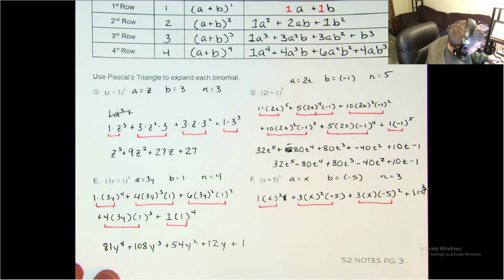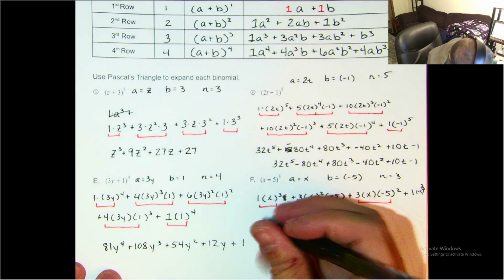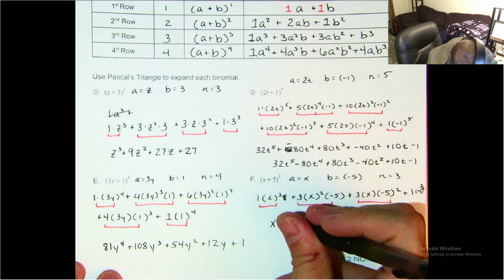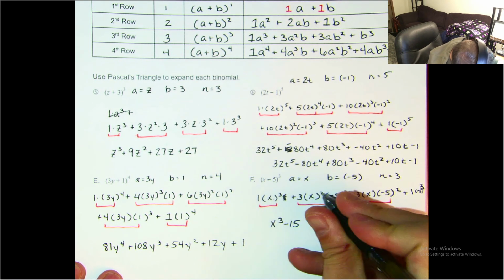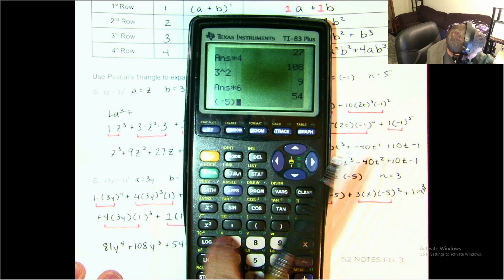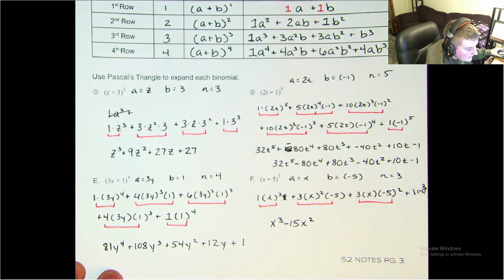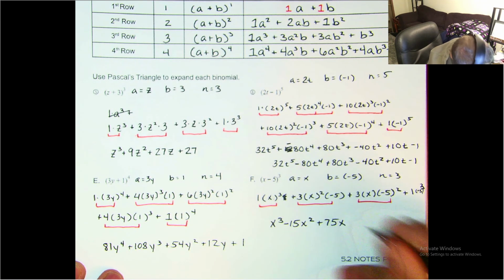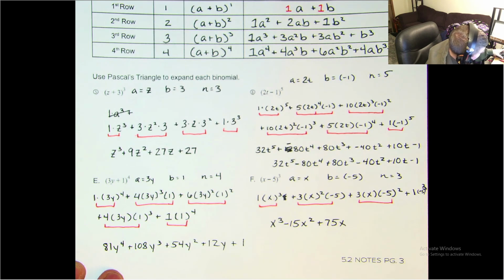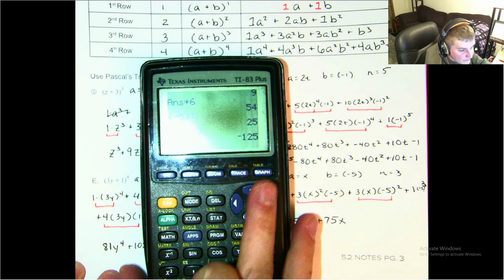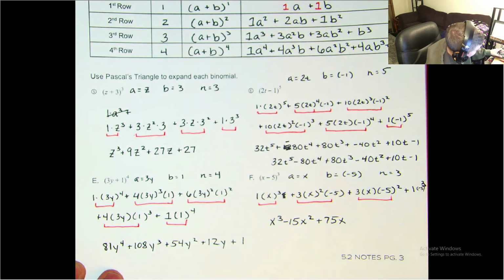Okay. So here, 1 times x cubed is x cubed. 3 times -5 is -15. Then x squared. -5 squared in parentheses like that is 25. 25 times 3 is 75, so plus 75x. And then -5 to the third power is -125.